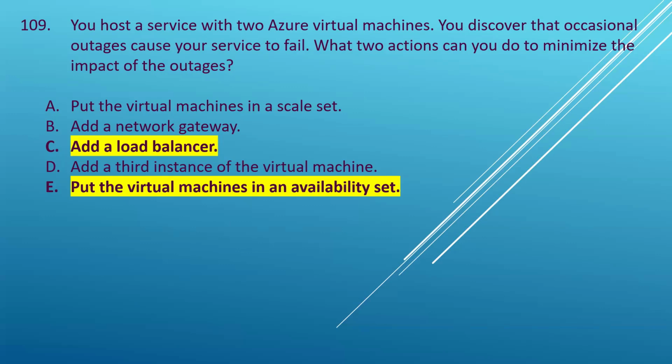Then option D, add a third instance of the virtual machine. While adding more virtual machine instances can help distribute the load, it doesn't inherently provide fault tolerance or high availability. The virtual machines need to be organized into an appropriate architecture or configuration to ensure high availability. So I hope, friends, you understand now why option C and option E are chosen as the correct options.